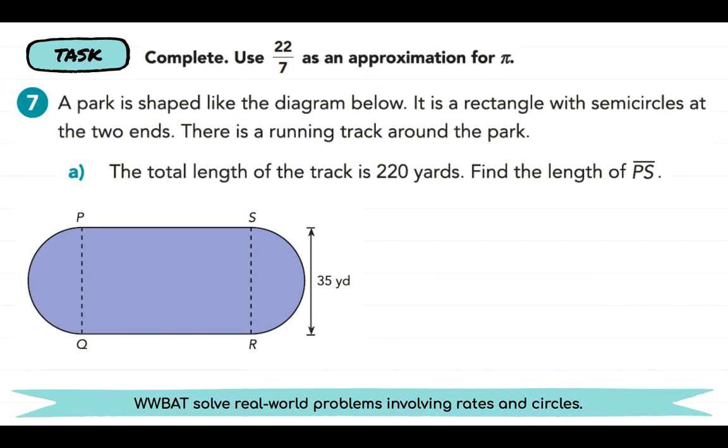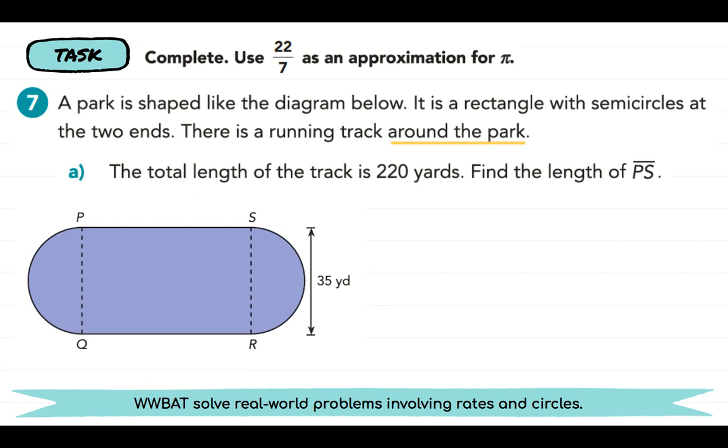So now it's your turn to practice what we just did earlier. This is a similar type of question. A park is shaped like the diagram below. It is a rectangle with semicircles at two ends. There is a running track around the park. And the questions, part A says the total length of the track is 220 yards. Find the length of PS.